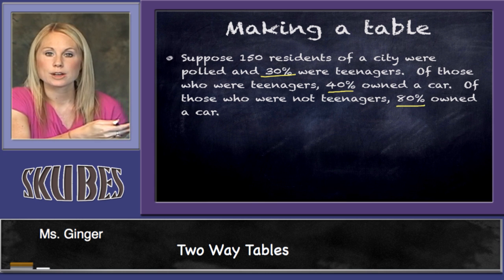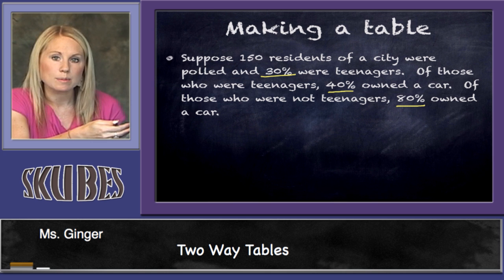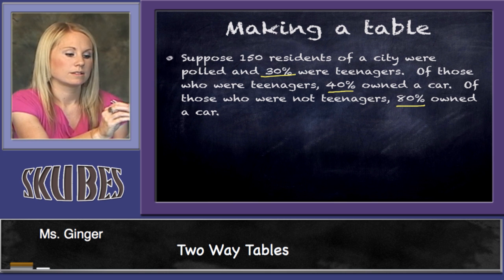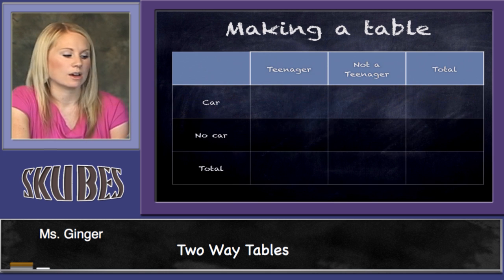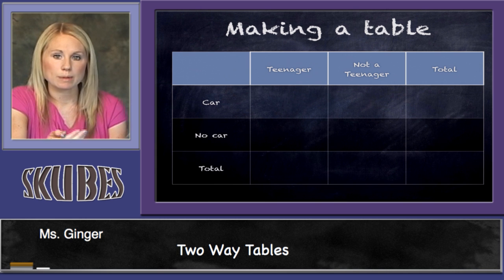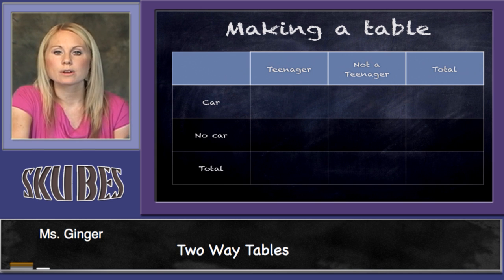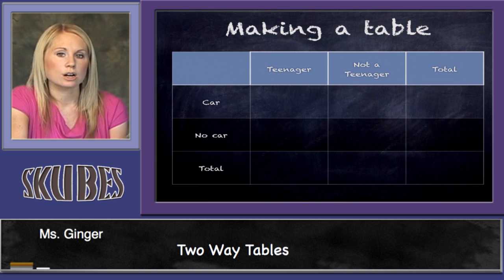So we're going to use all this information to fill out a two-way table that lays these two categories of events out. How many people actually were teenagers, how many were not, how many owned a car out of each group.